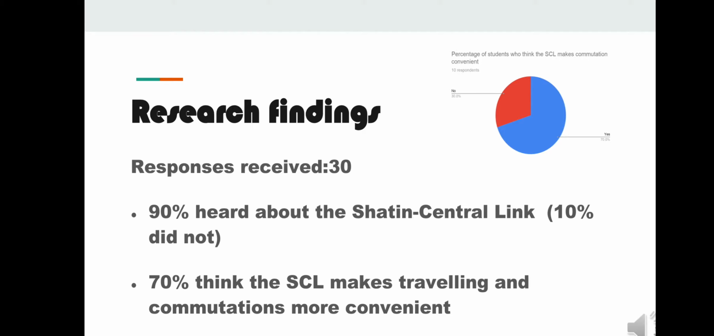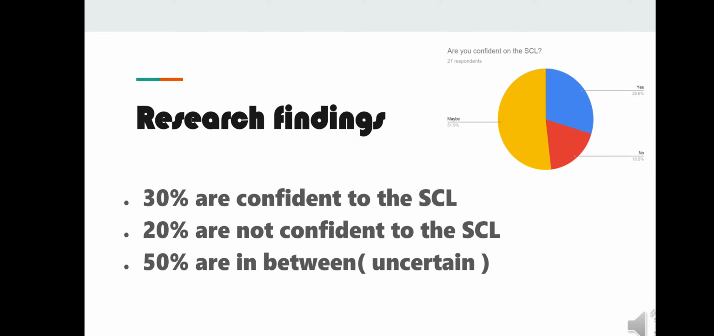Hello everyone. I'm going to talk about the research findings. We have received 30 responses. 90% of people heard about the Shatin Central Link, and 70% think the SCL makes traveling and communication more convenient. Also, 30% of people are confident in the SCL. 20% of people are not confident in the SCL, and 50% are in between.